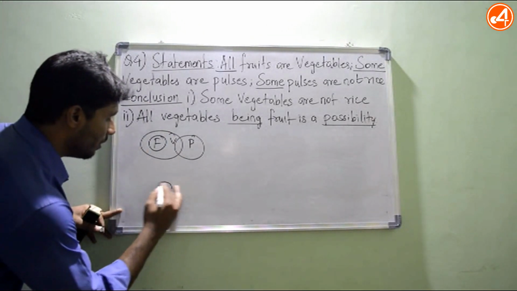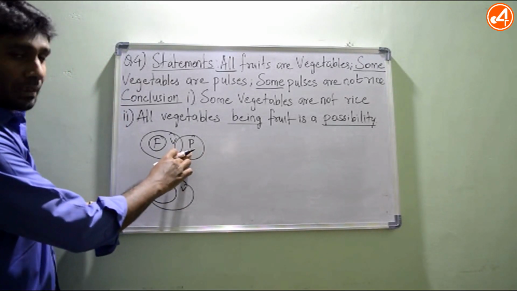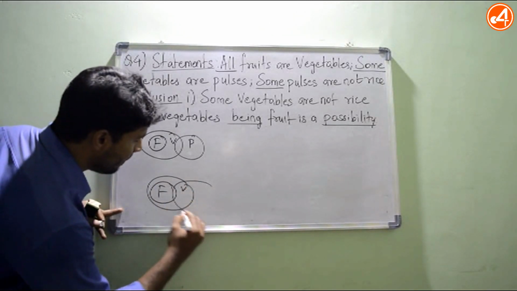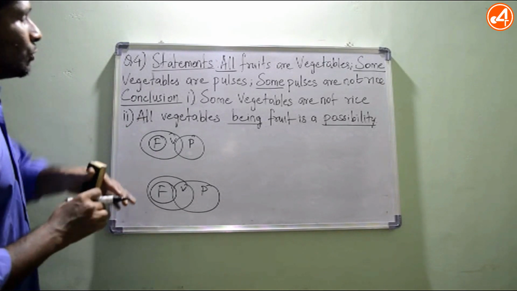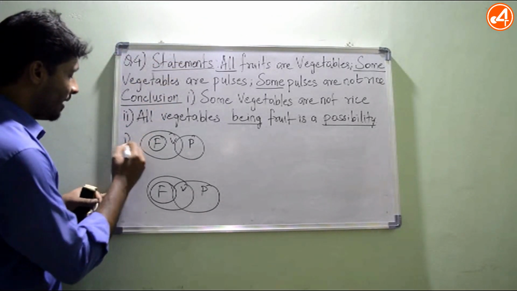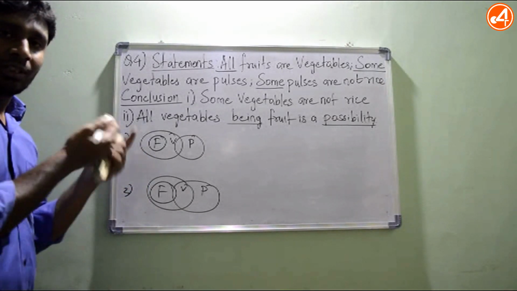So all fruits are vegetables, and while we draw the pulses, we can simply connect with the fruits for some parts. So again, some pulses are vegetables. And just within the two statements, I am getting two diagrams here. So I can mark this as my first diagram and this is my second possible diagram. And now go for the third statement.